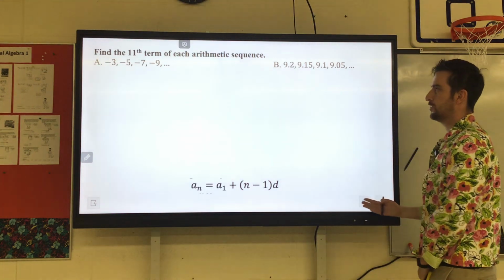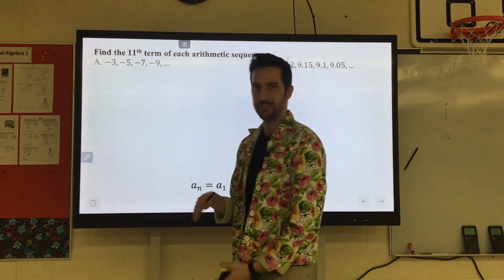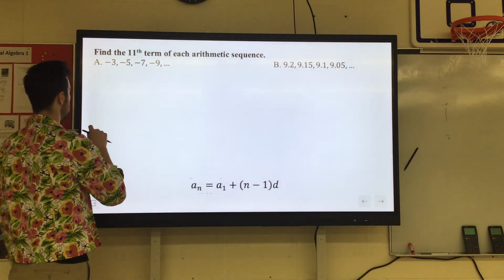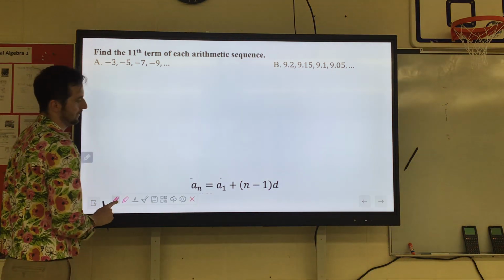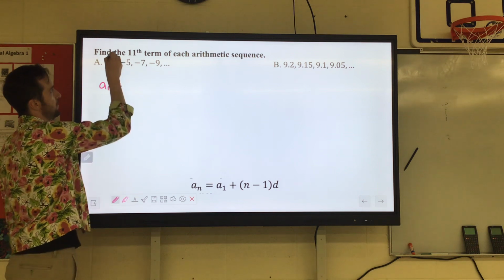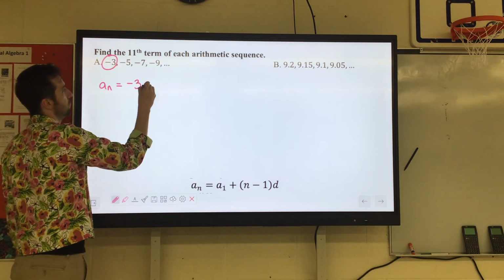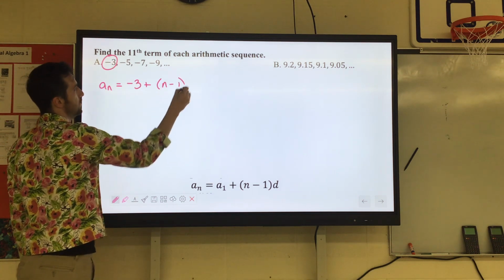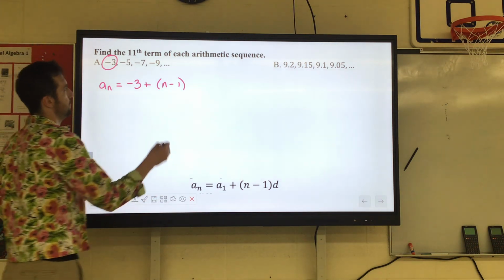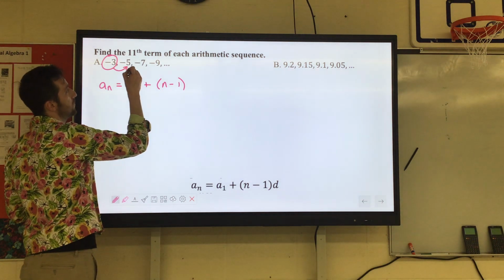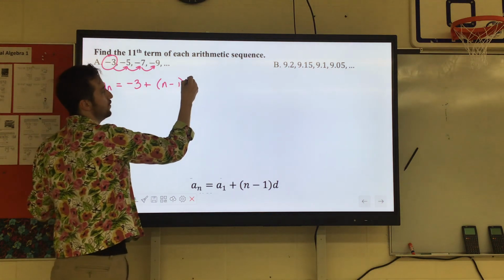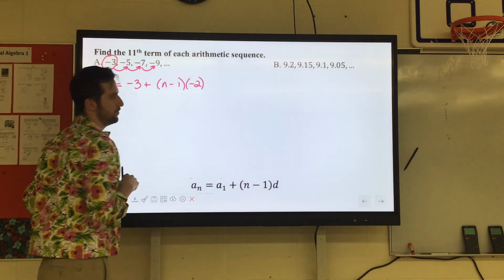So find the 11th term. Let's set up the general rule for these, and then we'll find the 11th term. Because I think setting up the general rule is a nice little skill to have. So a sub n equals our first term here. Our first term is negative 3 plus. It's always going to be n minus 1. It's always the term number minus 1. And then times our common difference. What are we going up by, or in this case, down each time? Our common difference, it's going down by 2, so we would say our common difference is negative 2.